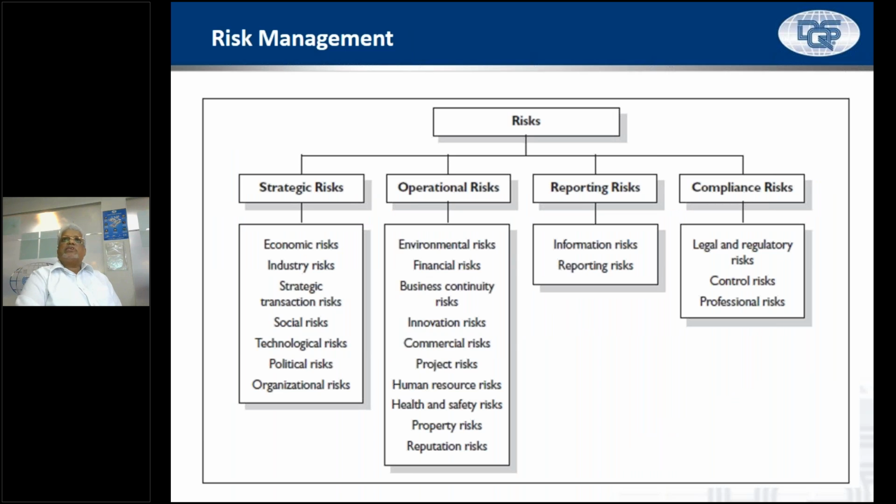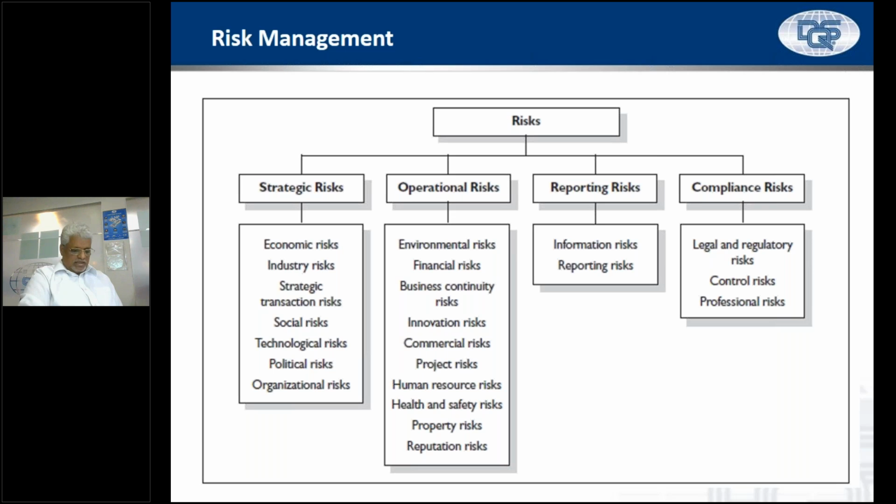As part of further understanding the risk, we know that risk can be looked at as, number one, a strategic risk, under which we have a couple of risks. It could be economic risk, industry risk, strategic transition risk, social risk, technological risk, political risk, organizational risk. So these categories of risk have been grouped under strategic risk. Then comes the operational risk, starting from the environmental risk, financial risk, business continuity risk.